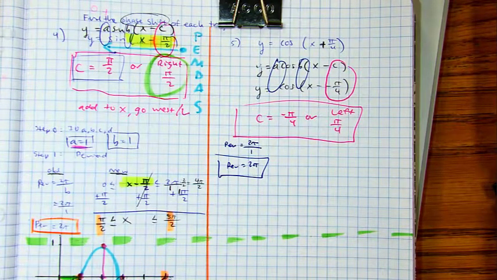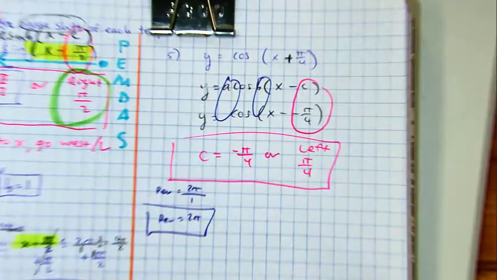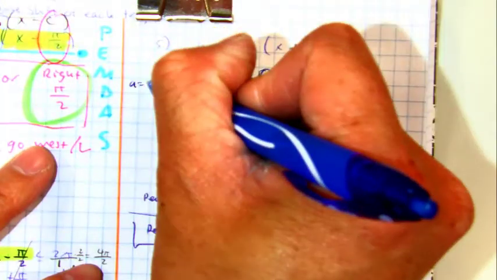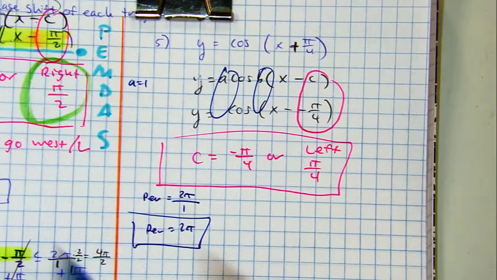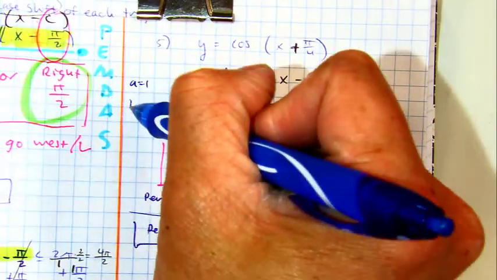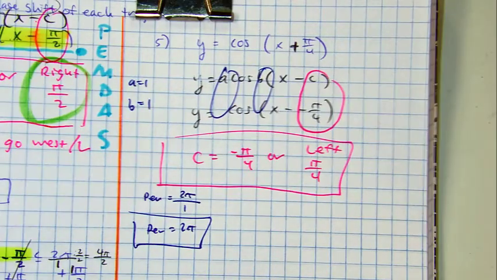Cynthia, your A value? Yes. And your B value? Yep. And we found our C value during our warm-up.